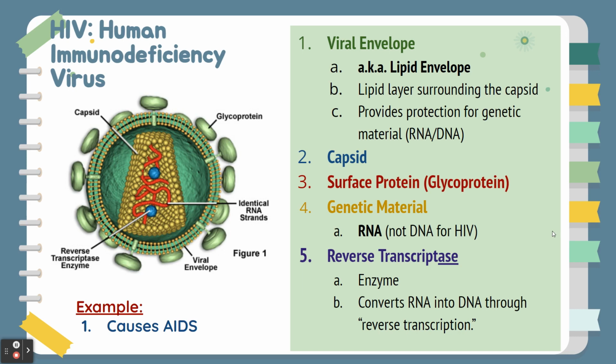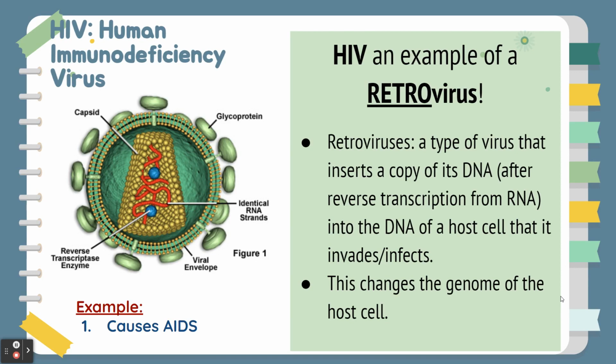Next, HIV has a viral envelope. This surrounds the virus and helps it enter host cells. Please note that the most important structure to understand regarding HIV is reverse transcriptase. Reverse transcriptase is an enzyme responsible for converting viral RNA into DNA through a process known as reverse transcription. Which brings us to our next concept, retroviruses. HIV is one example of a retrovirus.